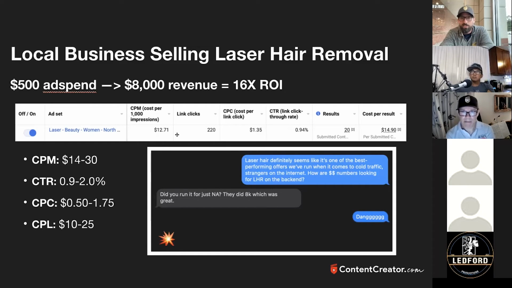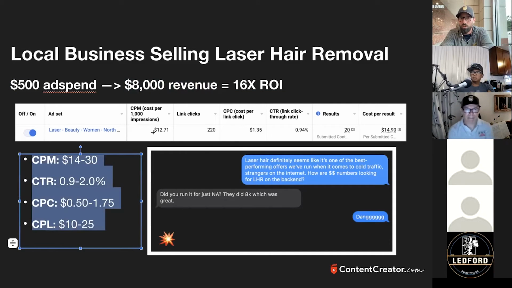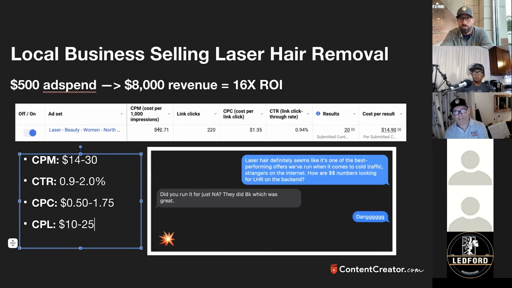Okay, so check this out. Anthony spent $500 in ad spend and got $8,000 in revenue. This is a text from his client. Now, here are his KPIs compared to the benchmarks I just gave you. Cost per mille is actually lower than the range. Our click-through rate is right in the acceptable range. Our cost per click, right in the acceptable range. And our cost per lead, right in the range. So you see how this can definitely be a good guideline for you guys, especially when you start running campaigns. If this was like $80, whoa, something's up.